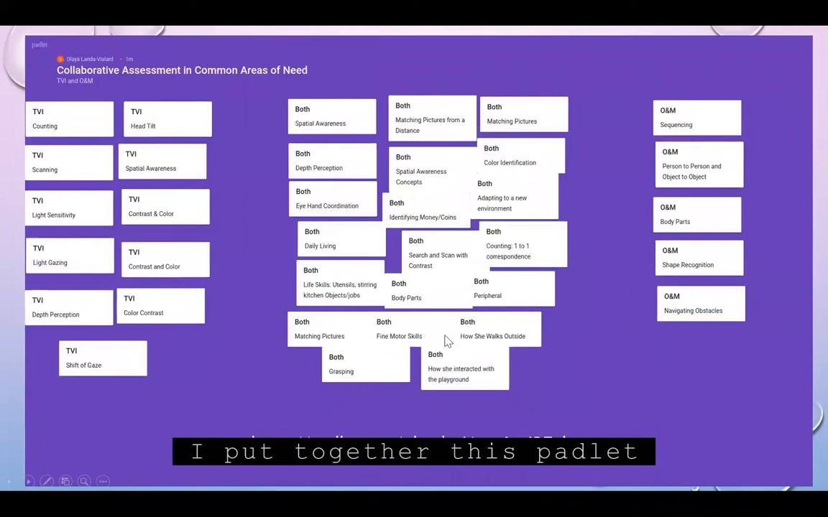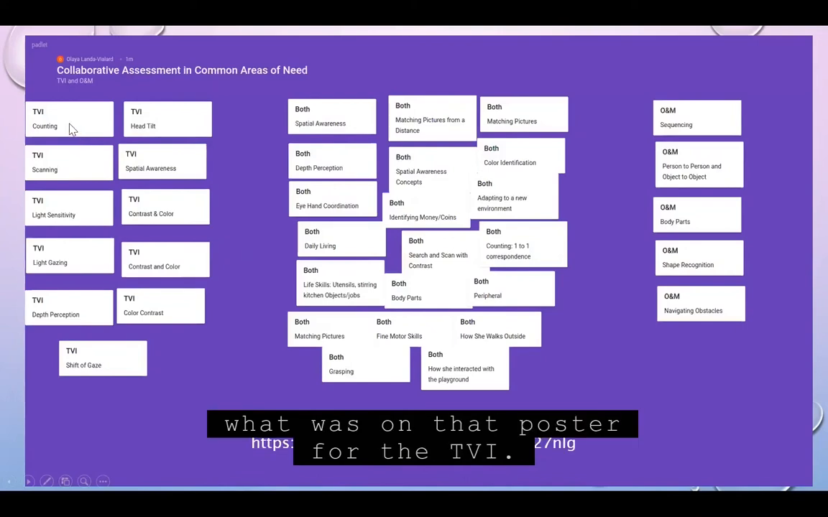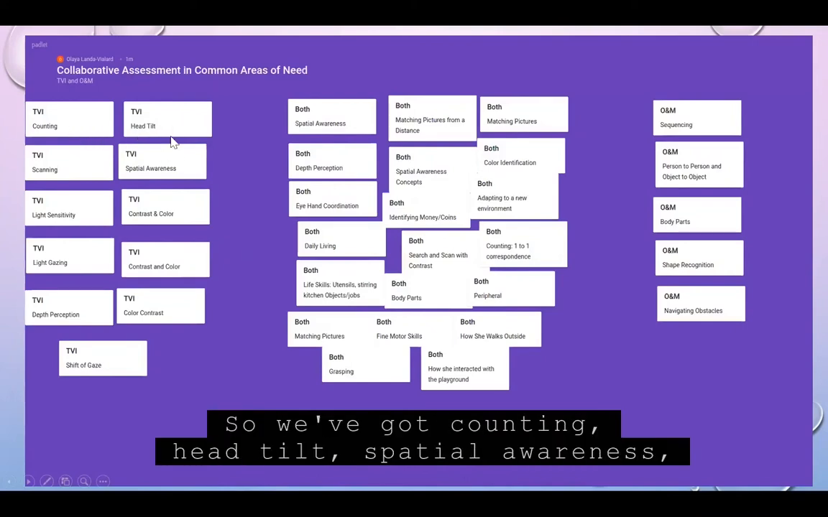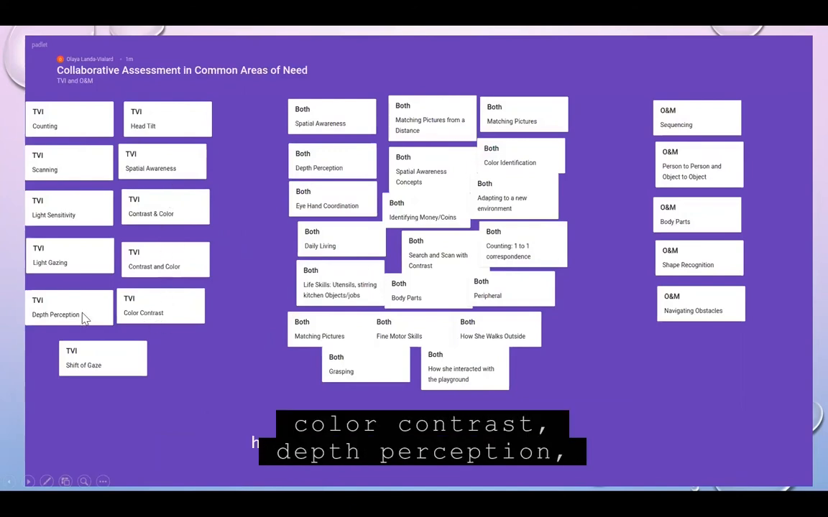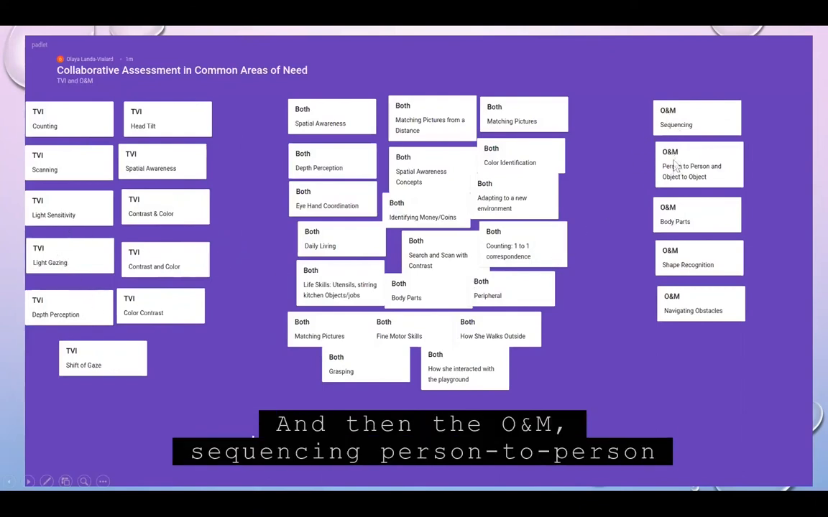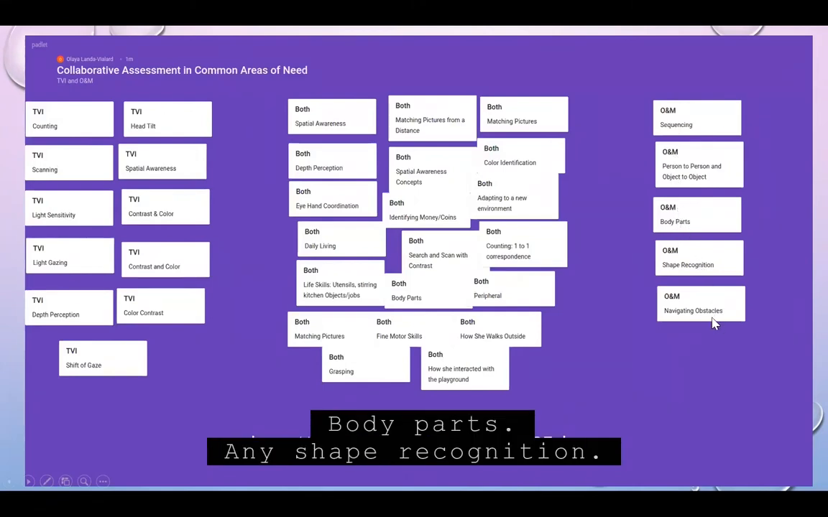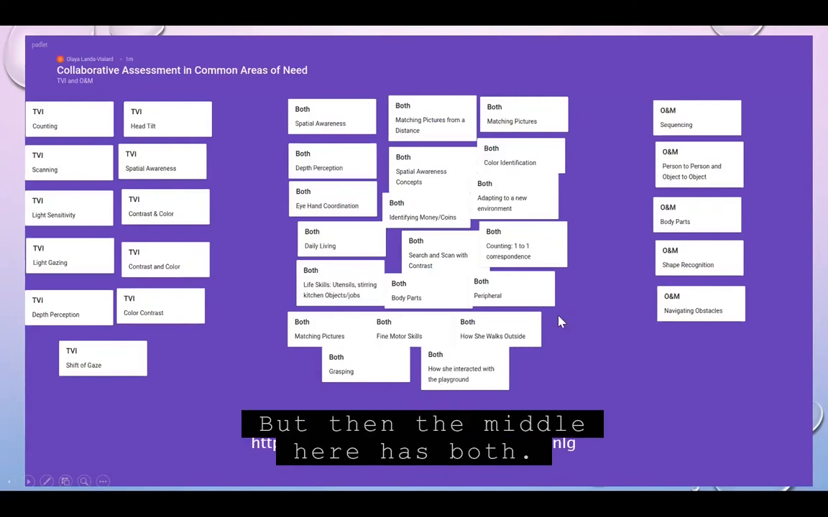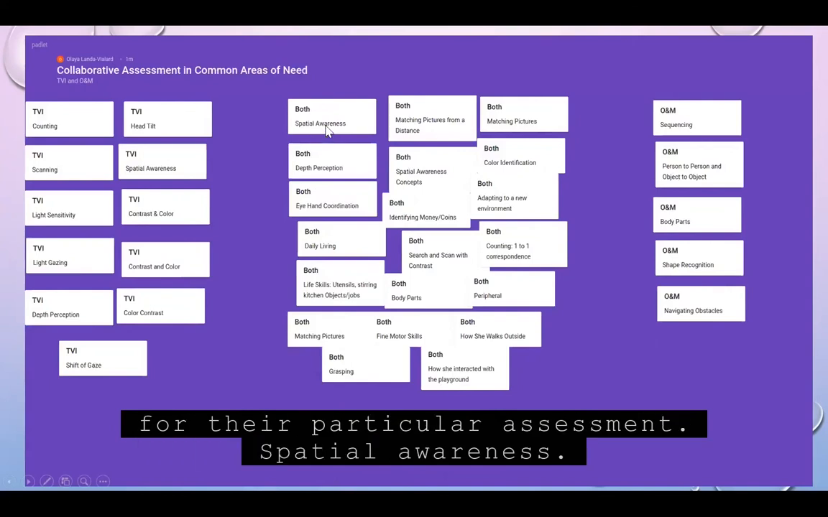Because some of these are so hard to read, I put together this Padlet that had the common areas of assessment, what was on that poster for the TVI. So we've got counting, head tilt, spatial awareness, contrast and color, color contrast, depth perception, shift of gaze, light gazing, light sensitivity, and then the O&M: sequencing, person to person and object to object, body parts, shape recognition, and navigating obstacles. But then the middle here has both. Both TVI and O&M are looking for these things that are in common for their particular assessment.